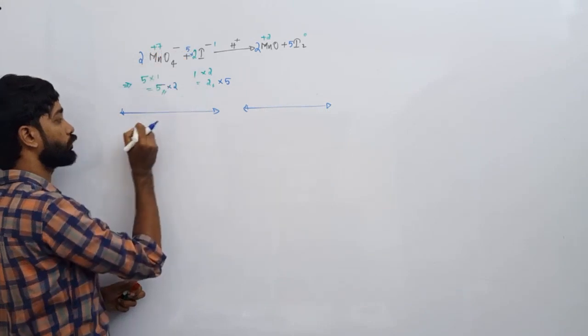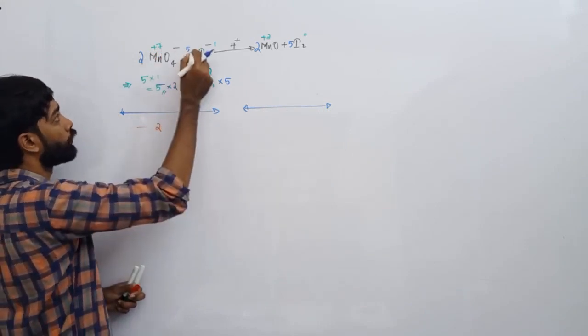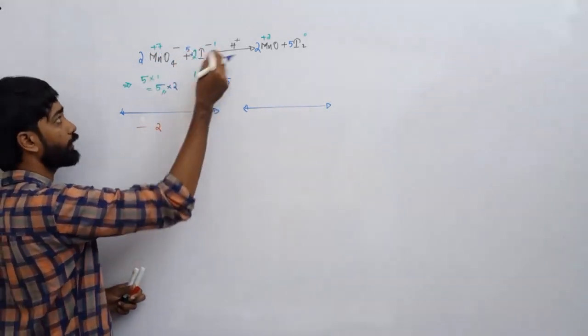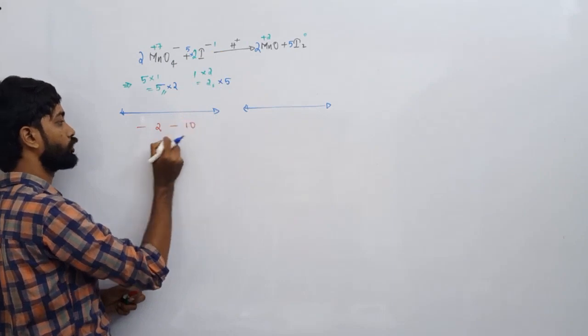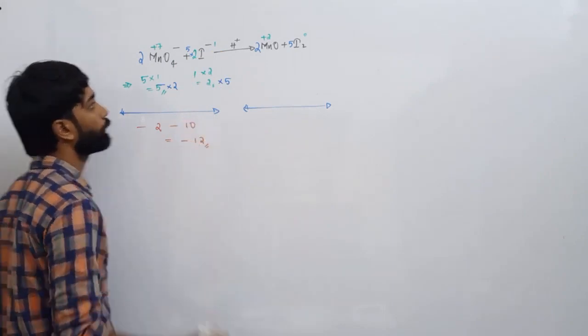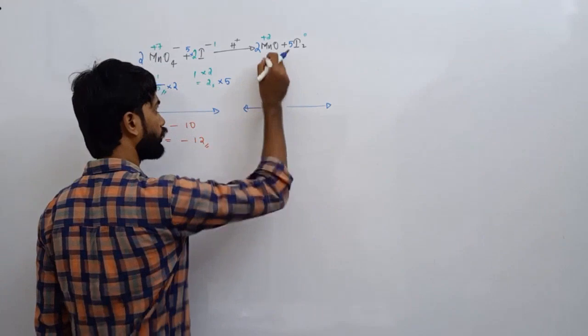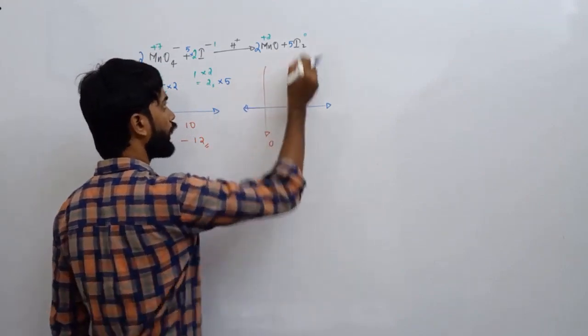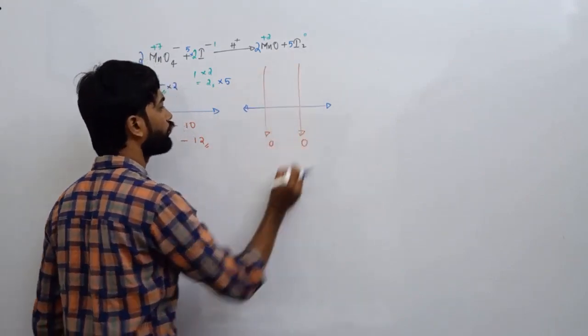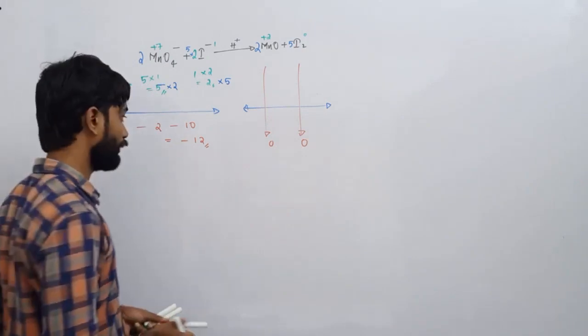2 into minus 2, minus 4... no, this is 10 actually, right? Yeah, 10 into minus 1, minus 10. So here minus 12. What about here? MnO, the total charge is 0. I2, the total charge is 0. So here simply 0, and there we have minus 12.